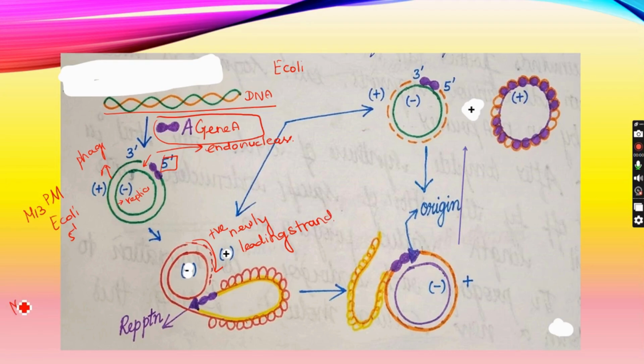The only difference is that in the M13 phage, a leading strand is synthesized at the 3' end and the lagging strand is synthesized at the 5' end. But here in phage φX174, only a leading strand is synthesized. No lagging strand is going to be synthesized.